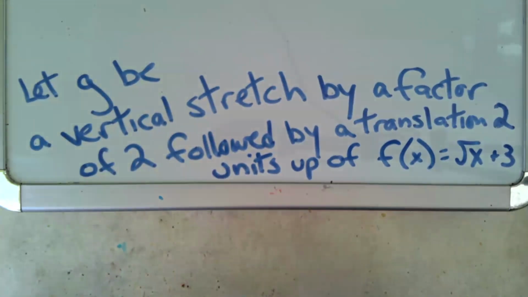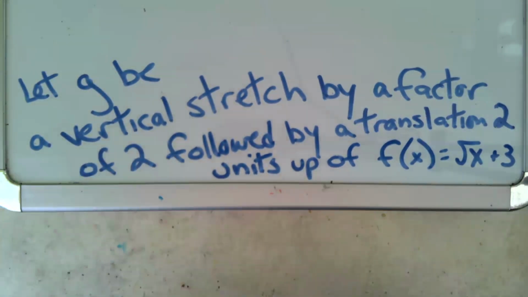Today, let's take a look at how to write the rule of a transformation of a radical function. So let's say this is the question we're facing. Let g be a vertical stretch by a factor of 2 followed by a translation 2 units up of f of x equals the square root of x plus 3. Alrighty, so one at a time, let's address these.